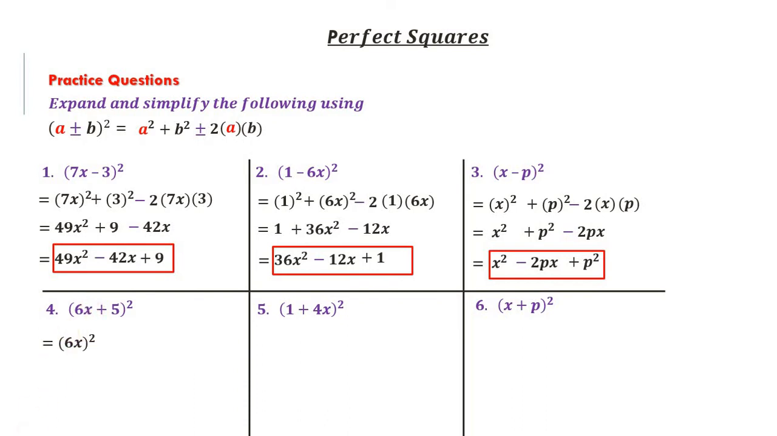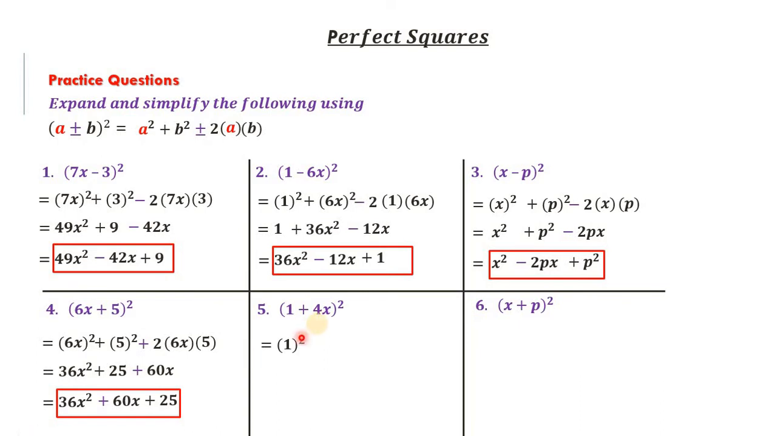So we square the 6x, add it to the square of 5, then plus 2 times 6x times 5. And tidying this up, we get the solution. Remember, we want to have the order correct: the quadratic term first, as in the x squared term, then the linear term, as in the x term, and a constant term, as in the 25. That's it for that one.